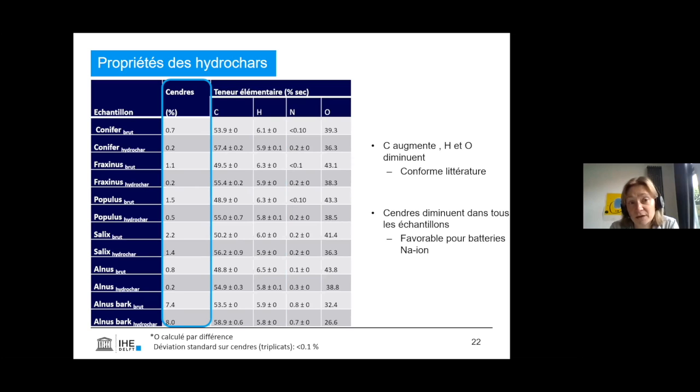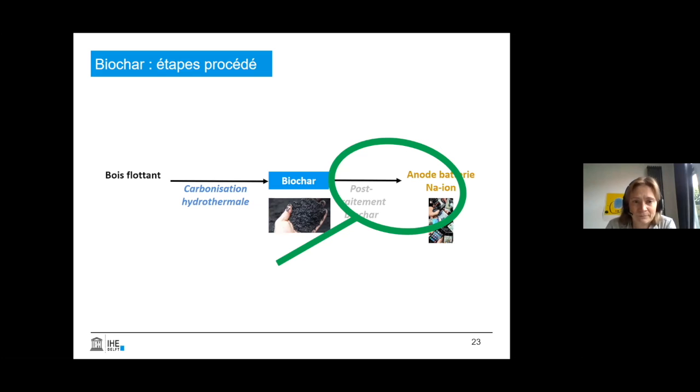What is interesting to note, and this was not necessarily expected, but it depends, is that the ash decreases in all samples, as you can see here. So this is interesting because ash is not a very good thing if we want to create batteries. But if we look for bark, things are quite stable, or there's even a slight increase. So we can observe the fact that bark has always been a particular case in all of the trials.